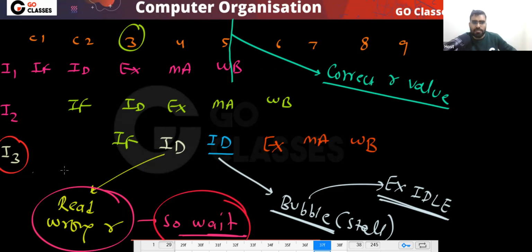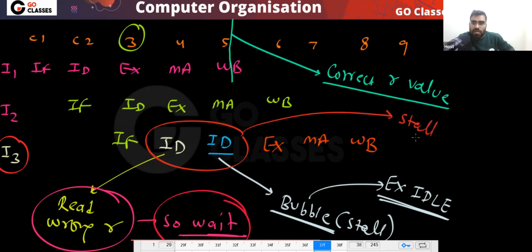That's it, finished. So this is your solution. Did you notice this is a very intuitive solution: just delay, just wait. This is your stall solution, your wait solution. Understood?